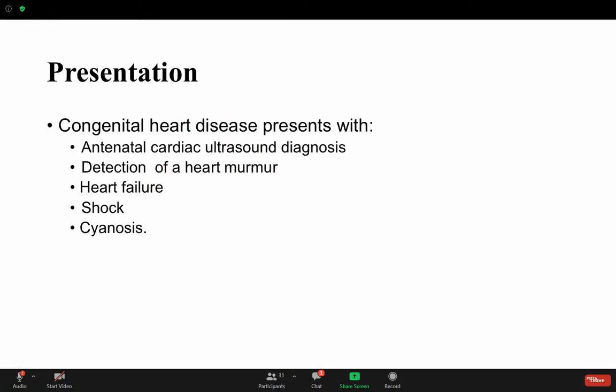So how do congenital heart diseases usually present? Either we will diagnose them by ultrasound antenatally when they are a fetus, we do a cardiac ultrasound, or by detection of heart murmur, heart failure, shock, or cyanosis. So this is usually how they will present. It depends on what congenital heart disease they have. They will present differently, and we'll come to that as well.